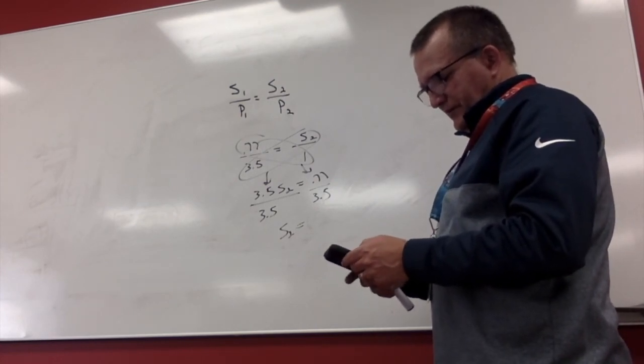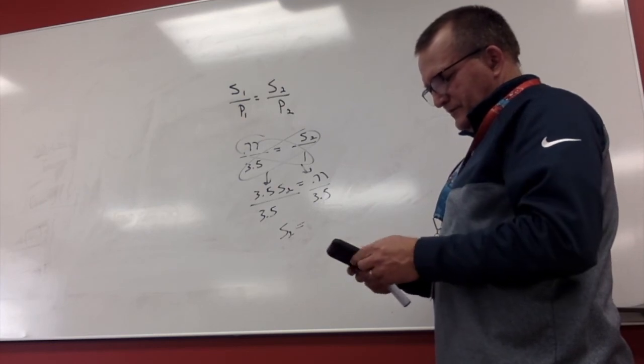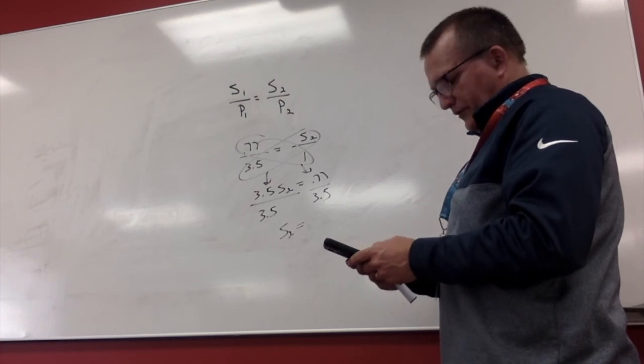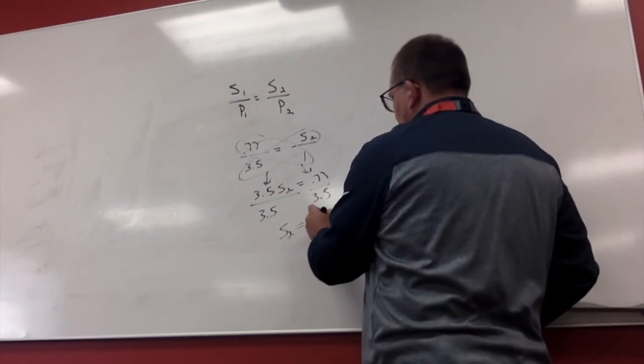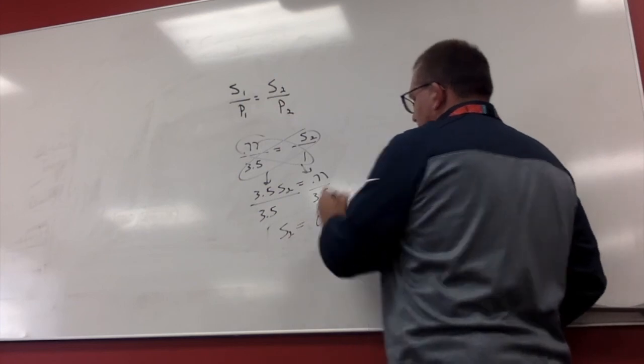Bring the calculator up. Guess I wasn't prepared to do it this fast. But 0.77 divided by 3.5, 0.22 grams per liter. All right, so there's the math of it.